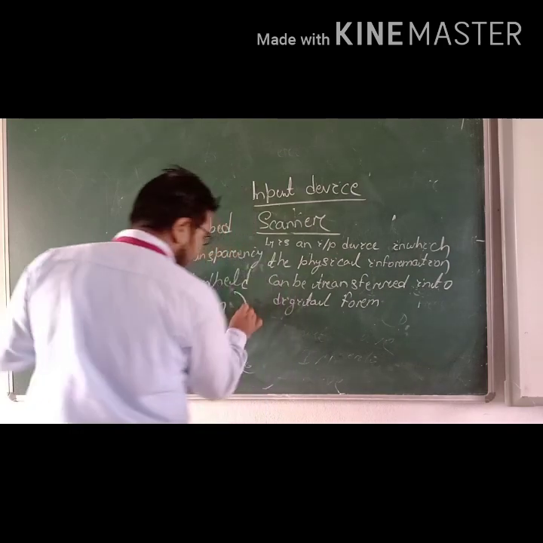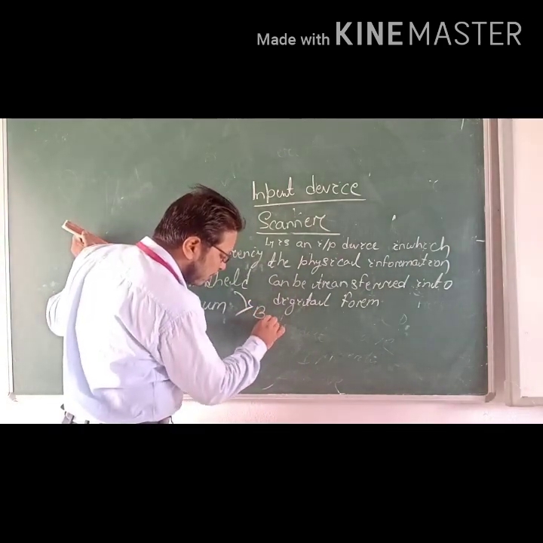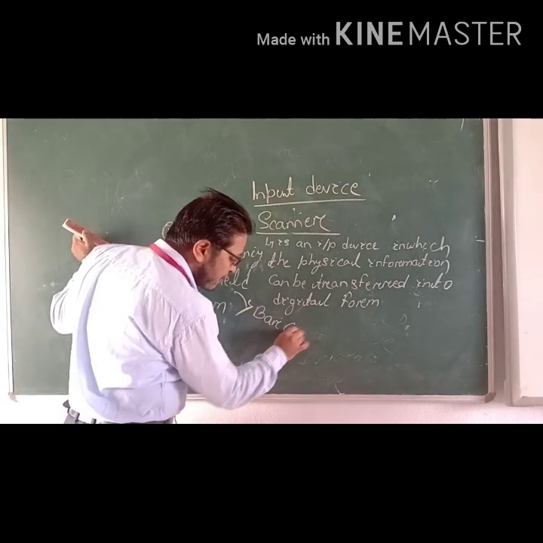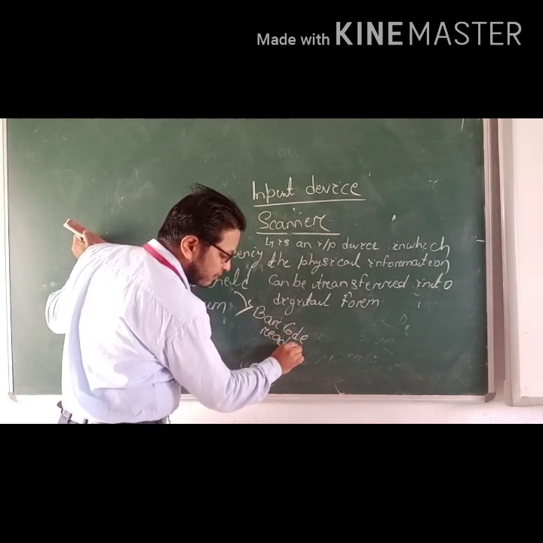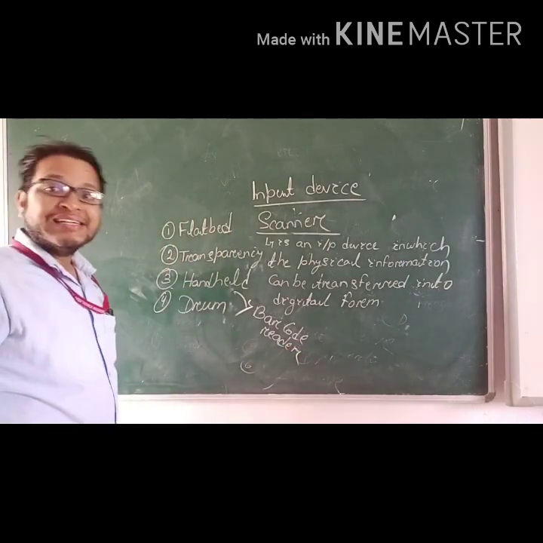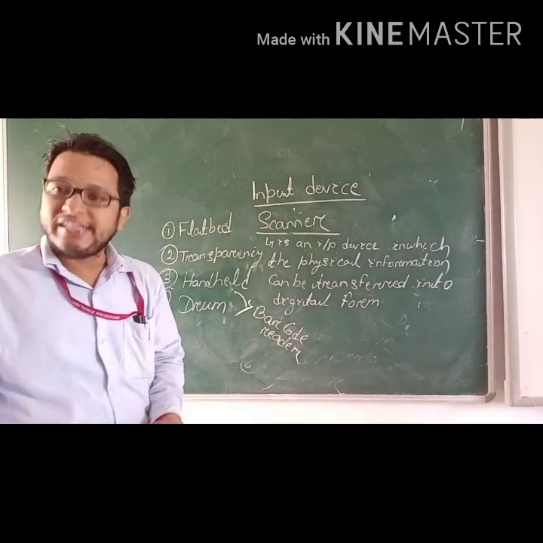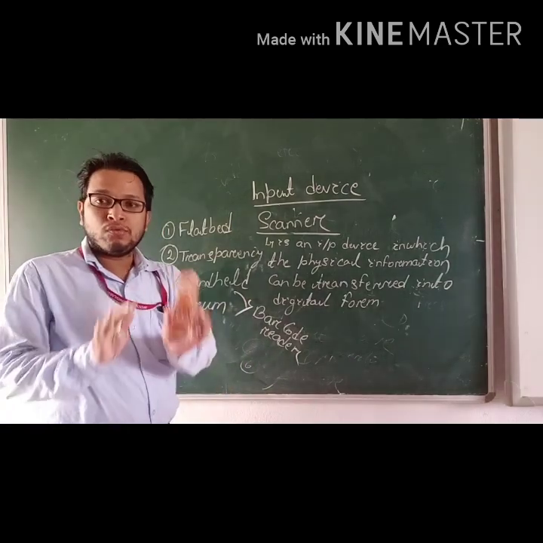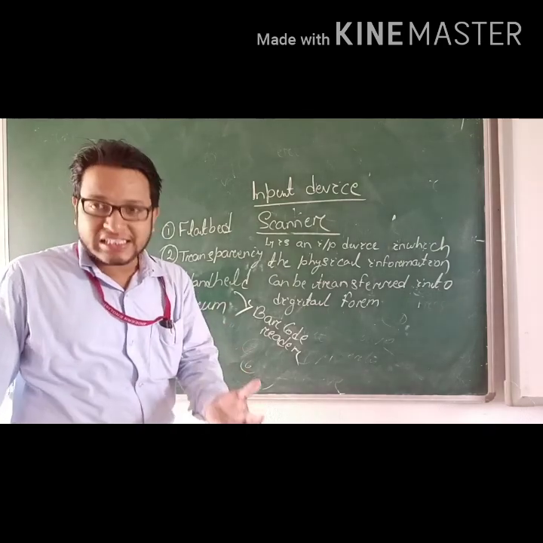Next one is the handheld scanner. The handheld scanner is also called what, student? Another input device, that is called a barcode reader. Remember this one: the handheld scanner is also called a barcode reader. That means in your book there is a barcode, and you can easily take the information.